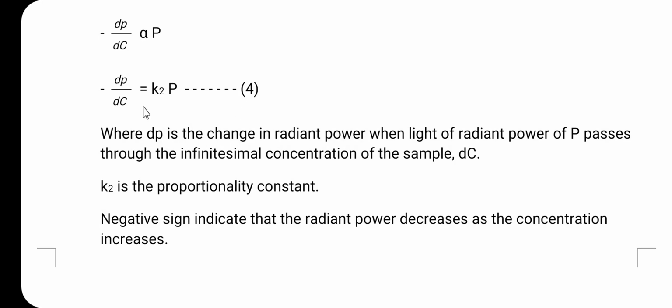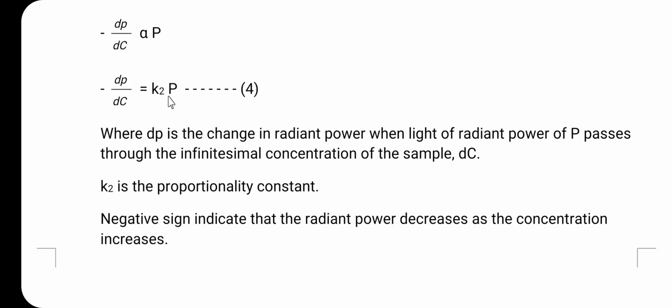Here dP is the change in radiant power when light of radiant power P passes through an infinitesimally small concentration of the sample, that is dC. So dP by dC is the change in the radiant power P with the concentration, and there is a negative sign. This negative sign indicates that the radiant power decreases as the concentration increases. That is why there is a negative sign. So, minus dP by dC is equal to K2 into P. This is equation number 4.